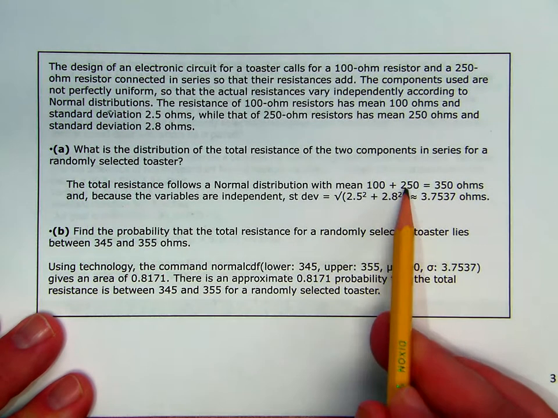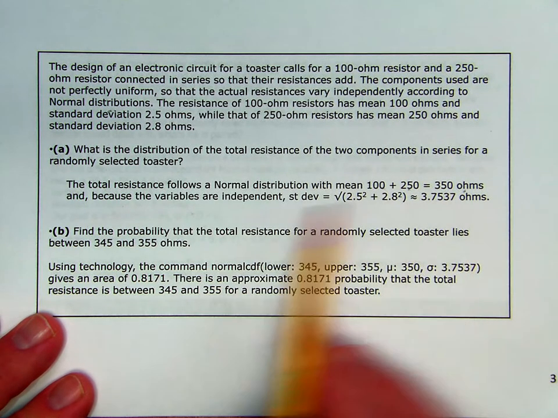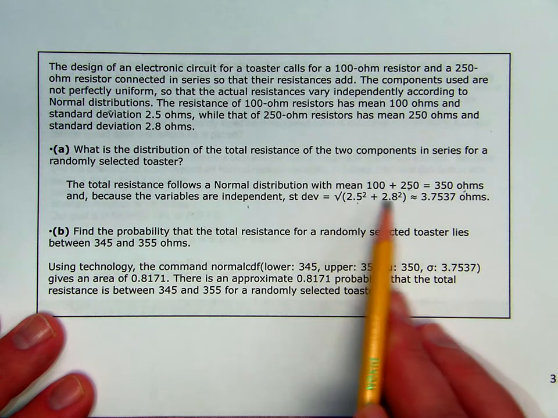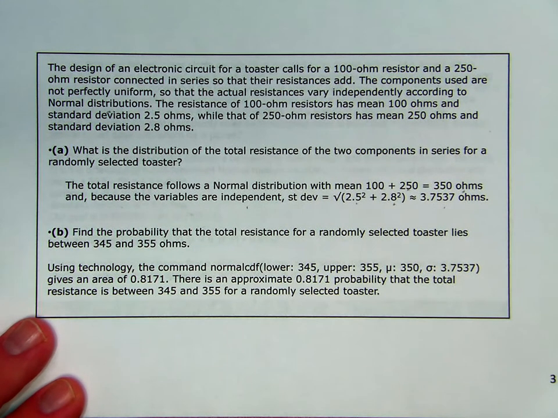So no matter what, we can always add means. They talked about independence already. If they're independent, we can add variances in order to get back to standard deviation.